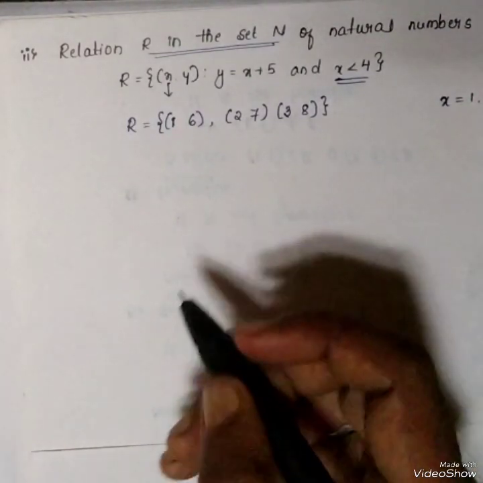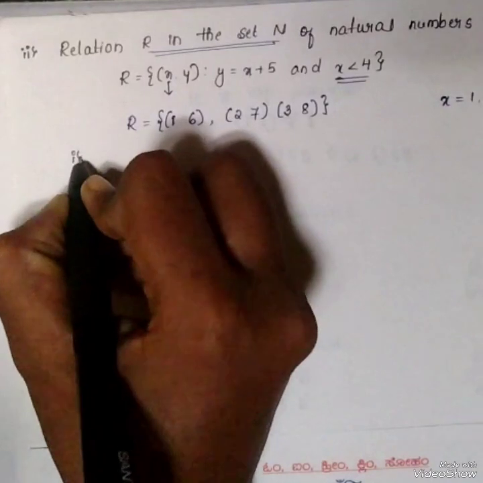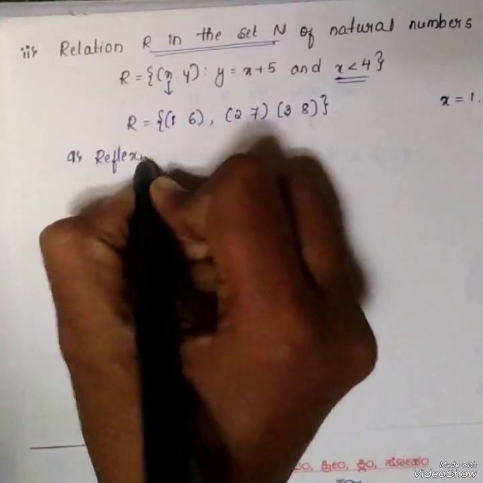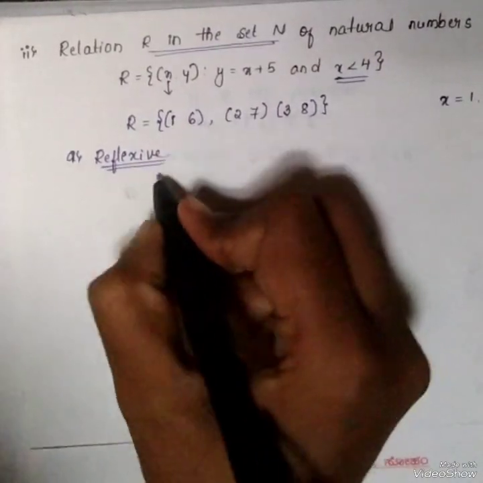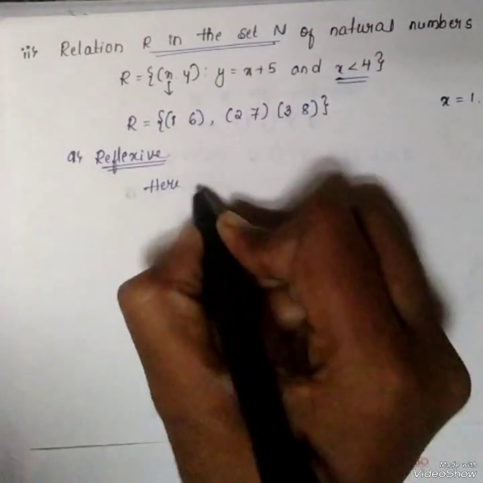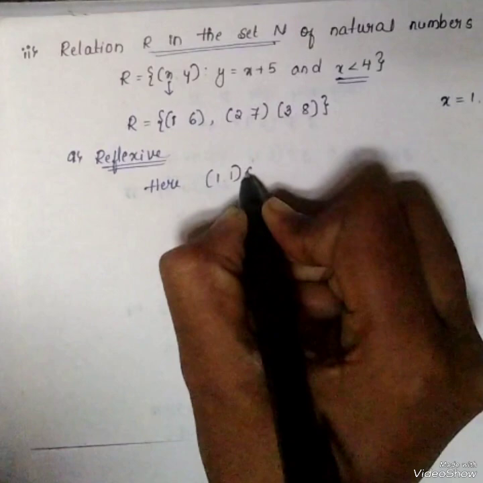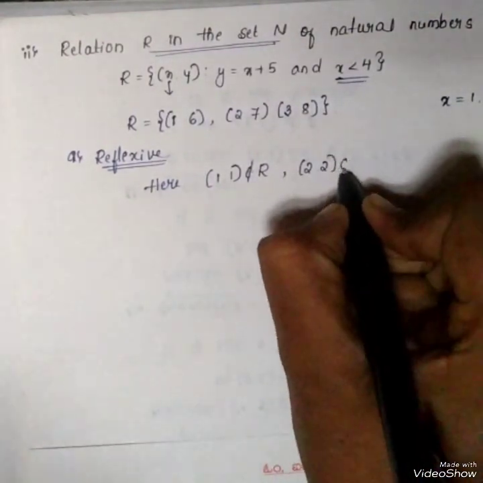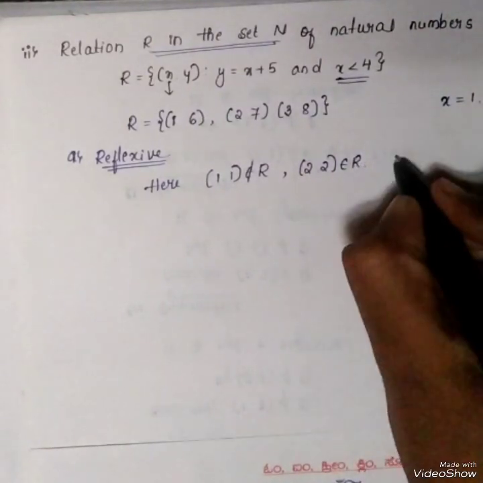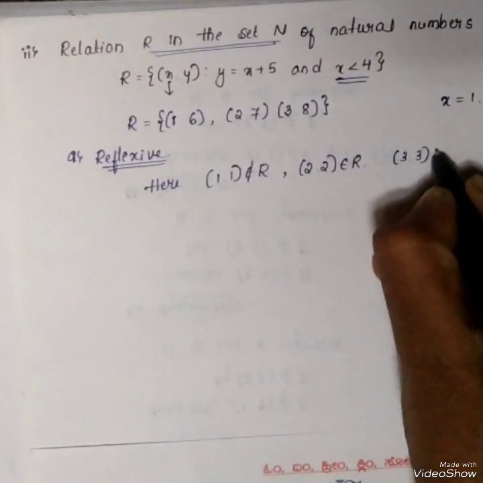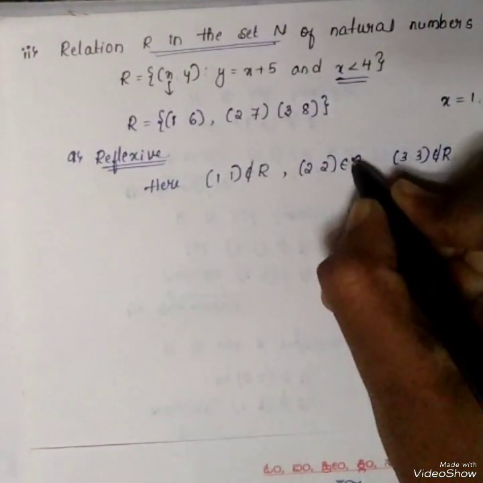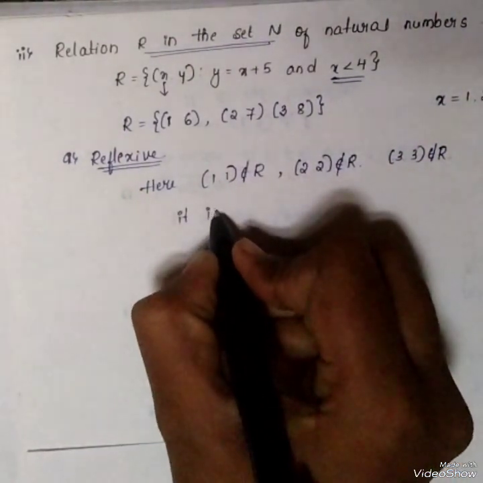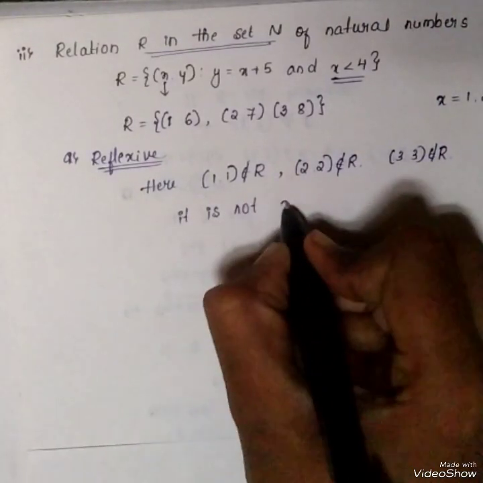Now, check for reflexive. Here, the ordered pair (1, 1) does not belong to R. Similarly, (2, 2) does not belong to R and (3, 3) does not belong to R. Hence, it is not reflexive.